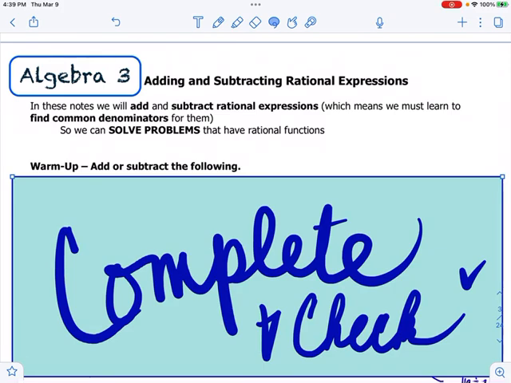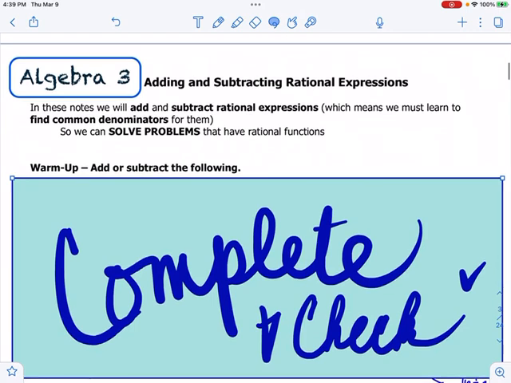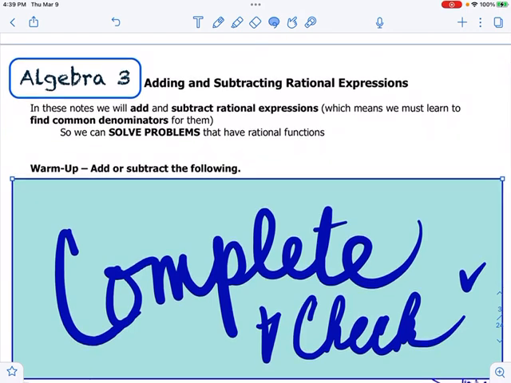Warm up, please. Add and subtract the following expressions that are underneath my blue. Pause your video if you want, and then do the problems. They're just arithmetic, and then come back and check them.